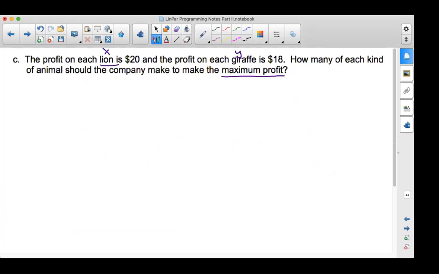Now remember, this is just 2 things that this company, the toy store, is selling. But we want to say just with those 2 pieces of information, how many should I sell to maximize the profit? And this is where we're going to write that objective quantity or the objective function. This is our goal. Our goal is to maximize the profit. So I'm going to use a P for profit. What would the equation look like if a lion is 20 bucks profit and a giraffe is $18 profit? What would that equation look like?